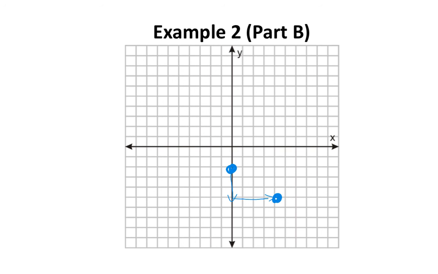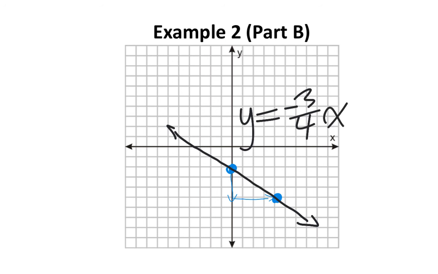Then you want to connect your two coordinates with a straight line. Finally, I'm going to label my line with its equation, which is y equals negative 3 over 4x minus 2.